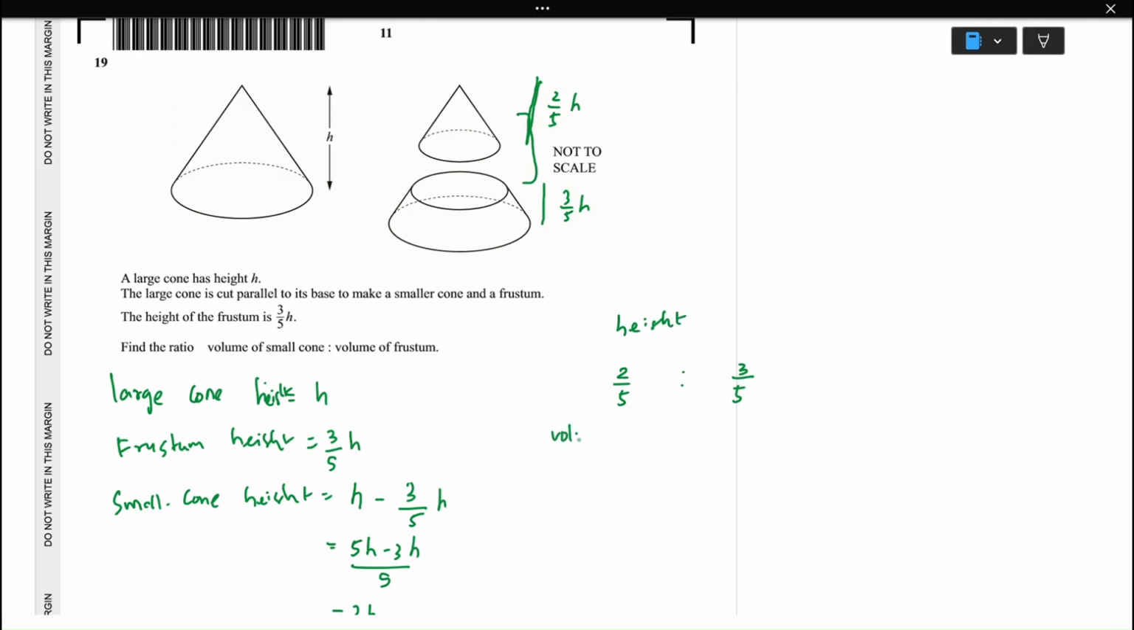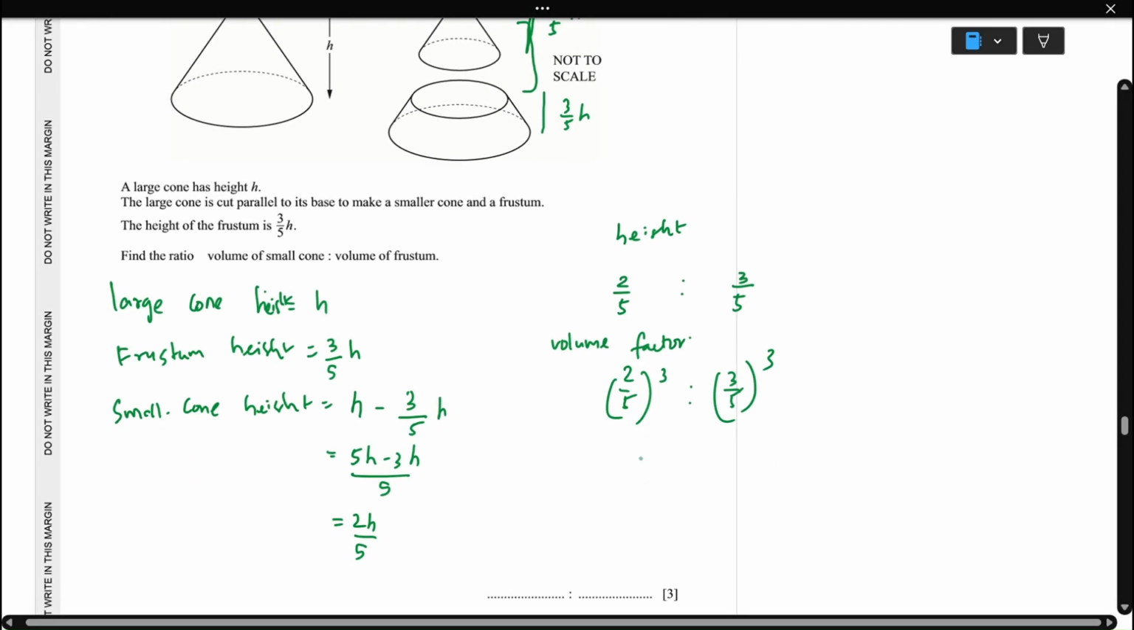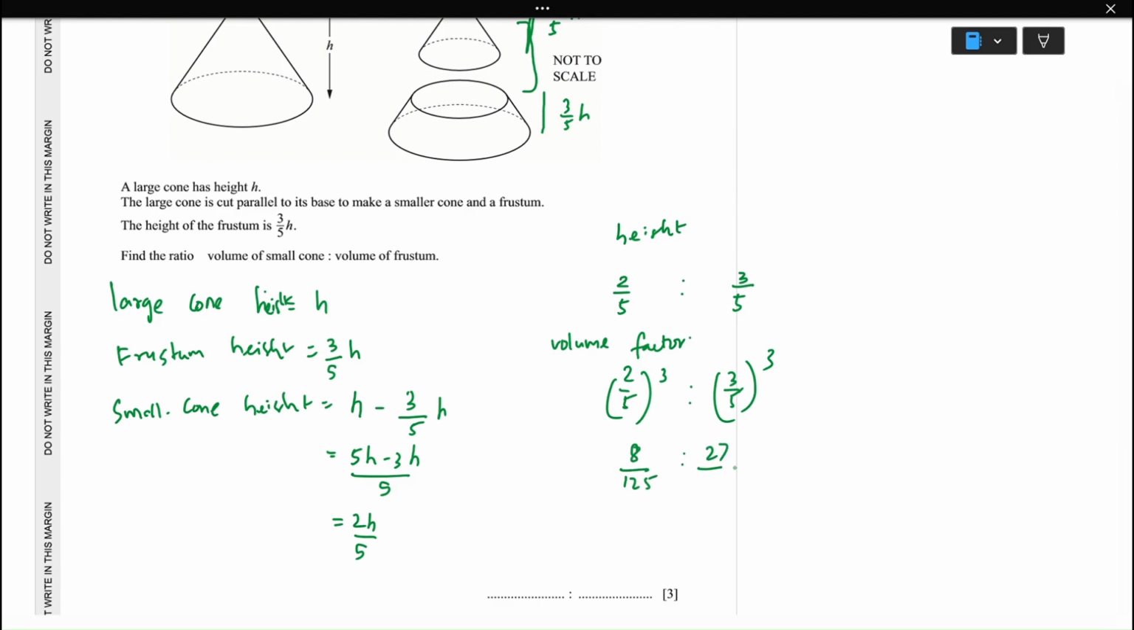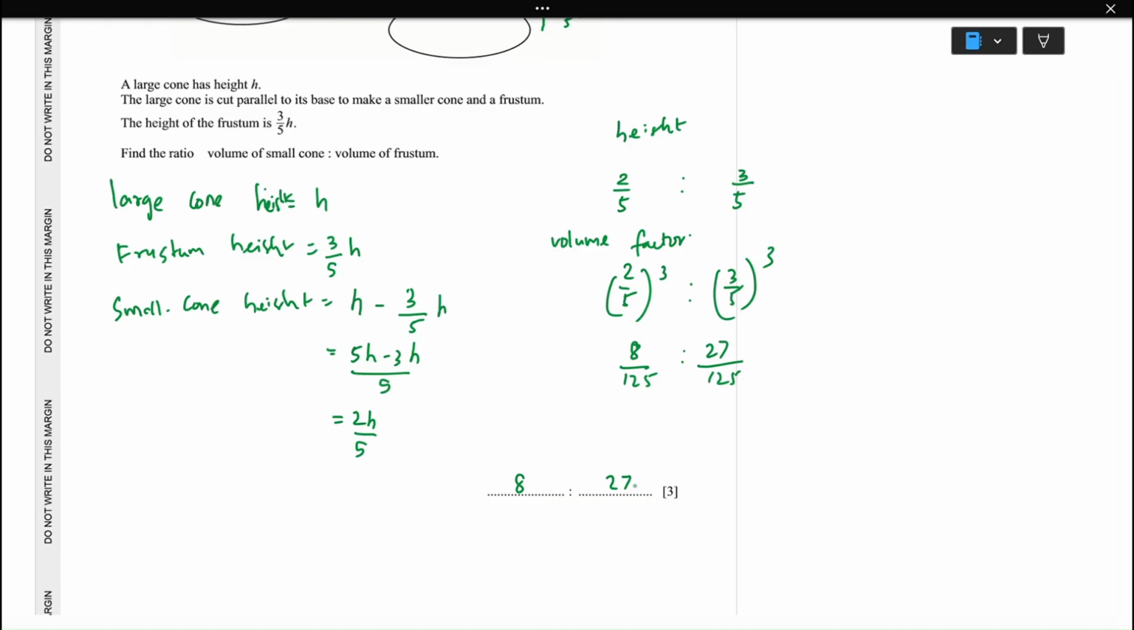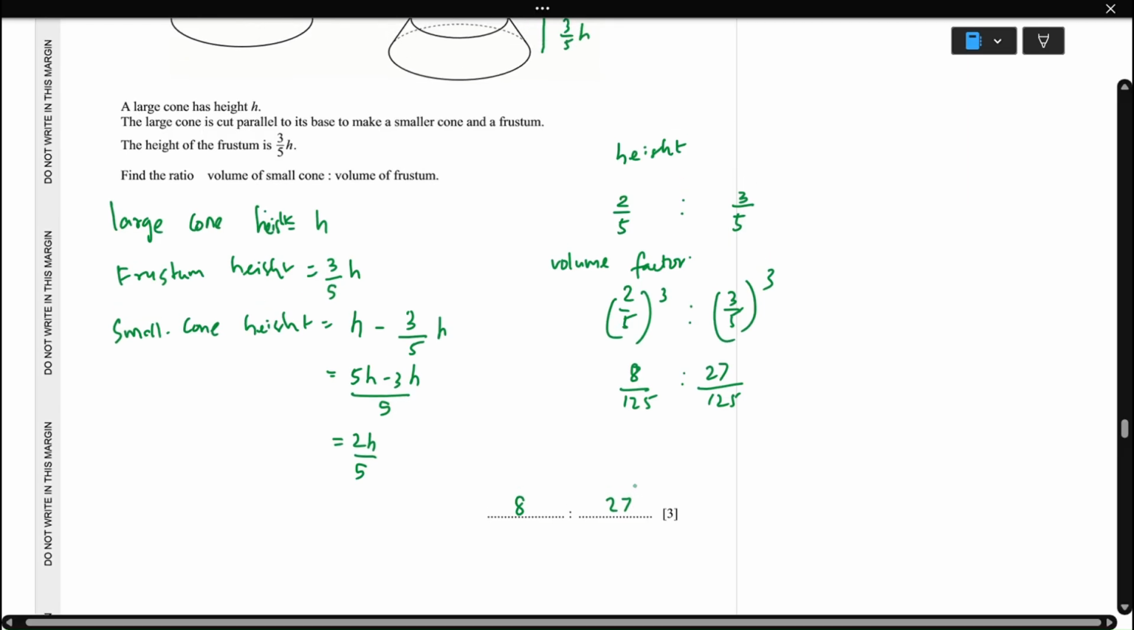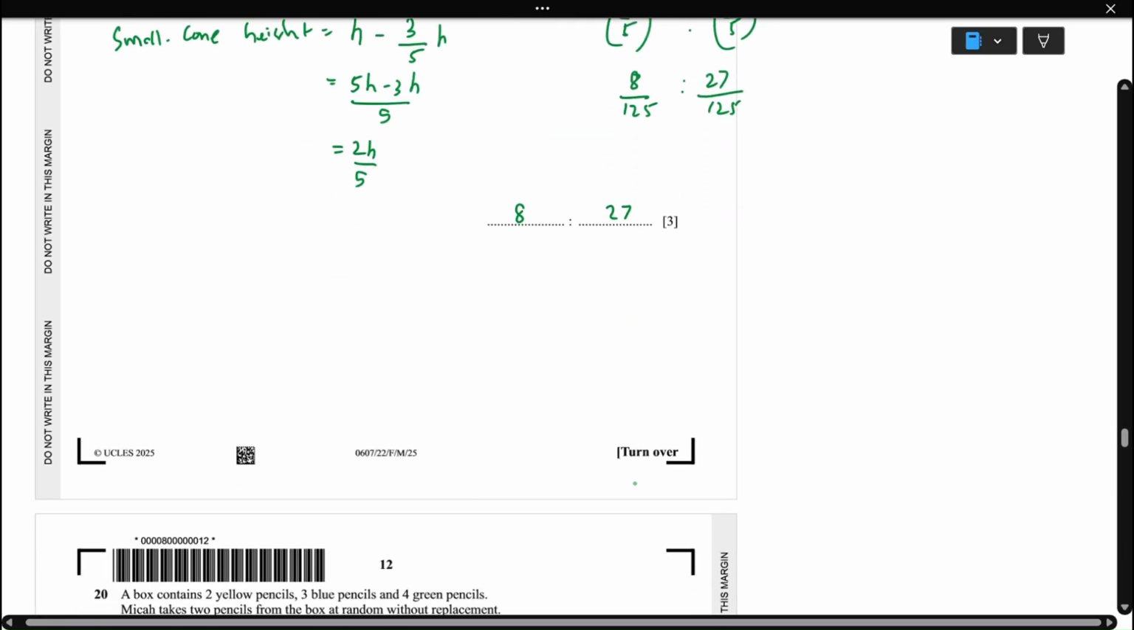Now the volume factor, we need to take the cube. So the ratio 2 by 5 whole cube over 3 by 5 whole cube. Just expand here. 2 cube is 8 and 5 cube is 125. Here, 3 cube is 27 and 5 cube is 125. So 125 gets cancelled. The rest is going to be 8 ratio 27. That is the volume of the small cone and volume of the frustum.